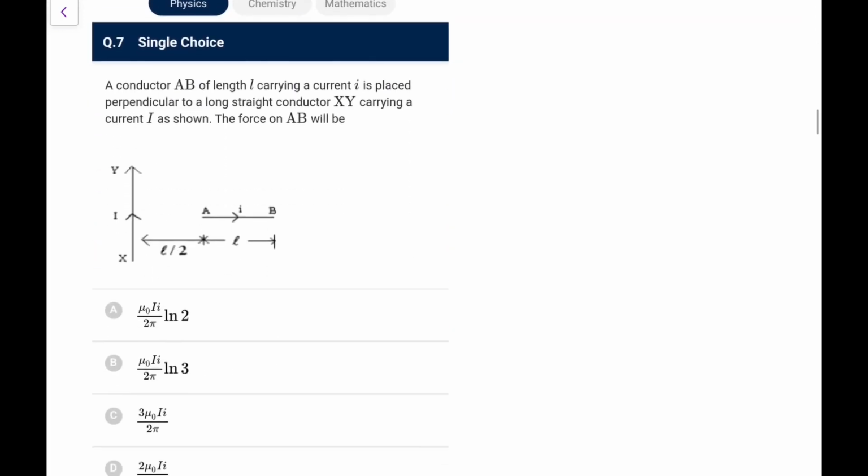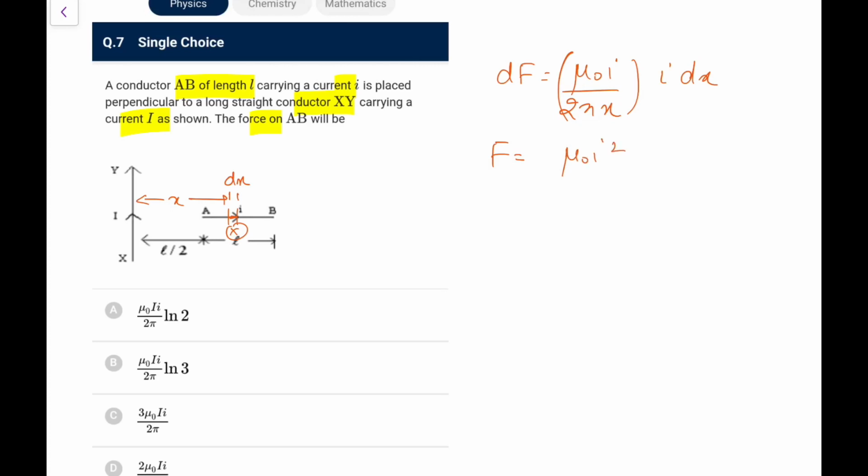Next one. A conductor AB of length L carrying current I is placed perpendicular to a long straight conductor XY carrying current I. The force on AB will be, again this is a standard problem. Just go at a distance x and take a small strip of length dx. The force on it dF would be B I dl. B is mu naught I upon 2 pi x, into what we have, this length is b, I is I, and l is dx. And the direction of force, you see the magnetic field is this. So if I do L cross B, it would be upwards. So the net force would be upwards, and it would be given by mu naught I square by 2 pi, I can take common, dx by x. The limit goes from L by 2 to 3L by 2.